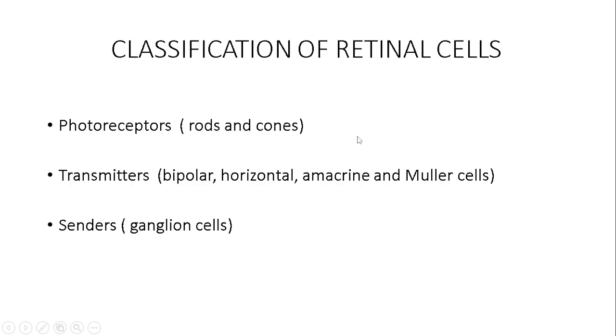So remember, the retinal cells have been classified into those that receive light, known as photoreceptors, those that transmit information, which are the bipolar cells, horizontal cells, amacrine cells, and the Müller cells, and then we have the senders of information. These are the ganglion cells. Photoreceptors, we know about them. And then those that transmit information, like transmitters.